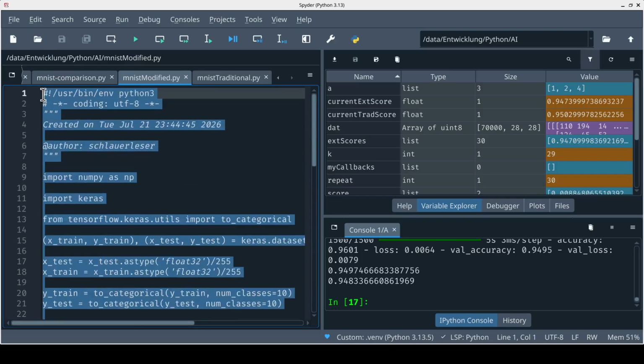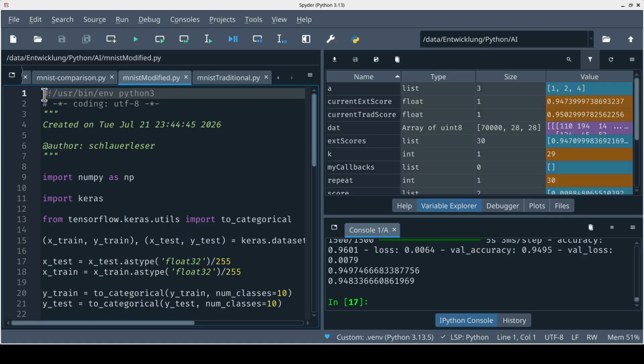I hope that perhaps this optimization can be used in the future to make image recognition more accurate.